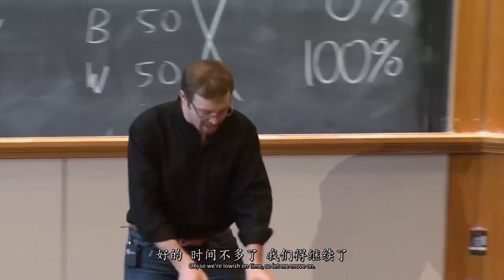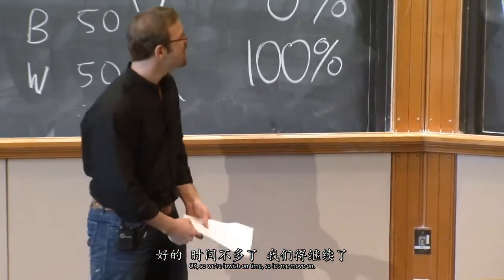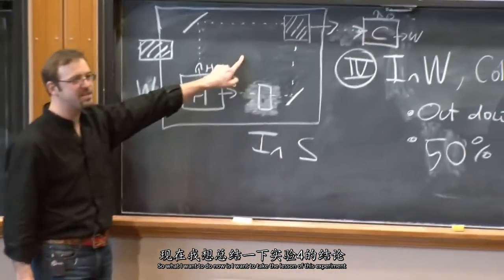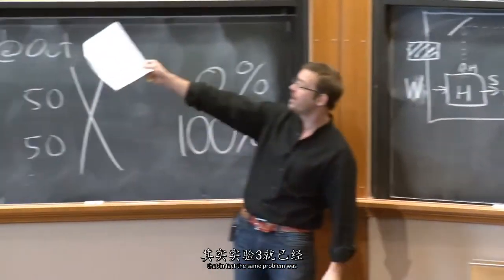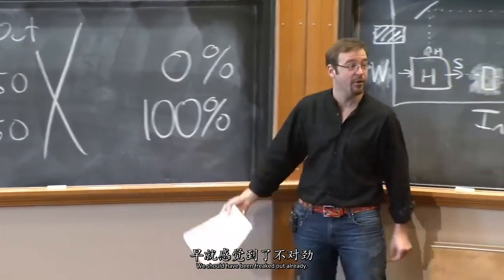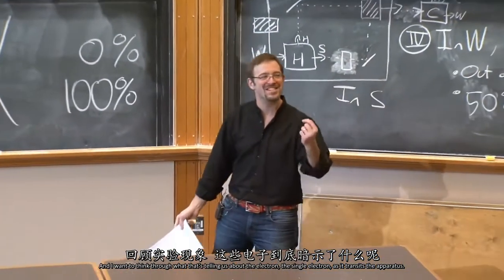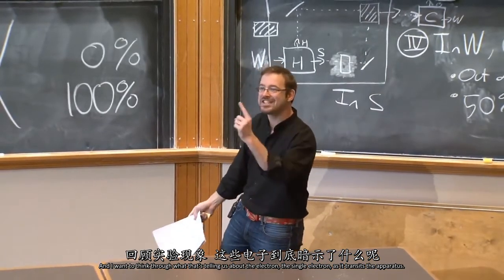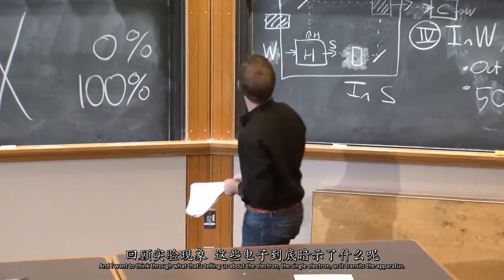OK, so we're lowish on time, so let me move on. What I want to do now is take the lesson of this experiment and the observation that was made a minute ago that, in fact, the same problem was present when we ran this experiment and got 100%. We should have been freaked out already. And I want to think through what that's telling us about the single electron as it transits the apparatus.